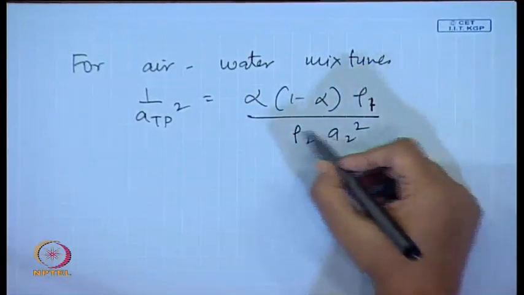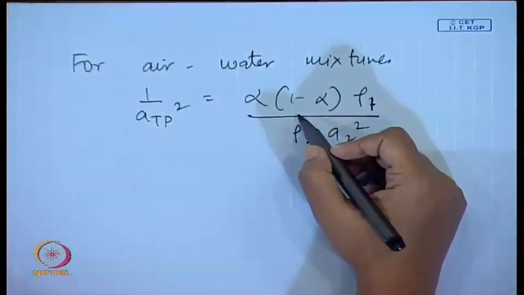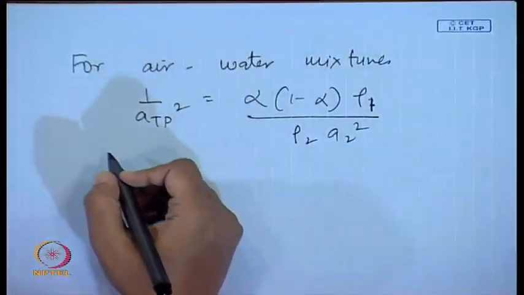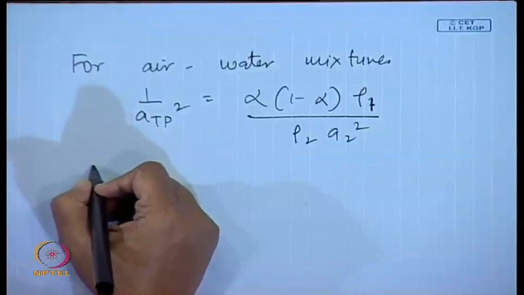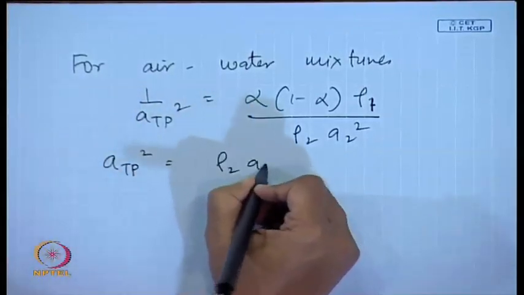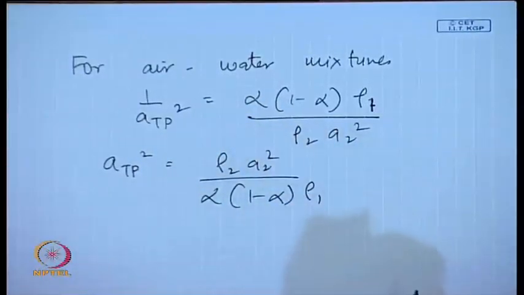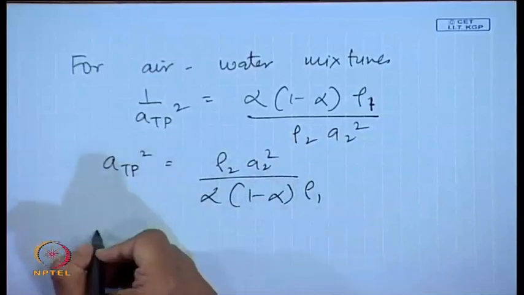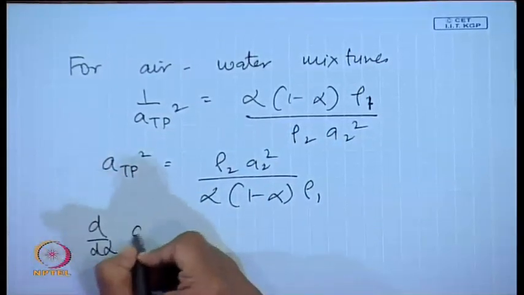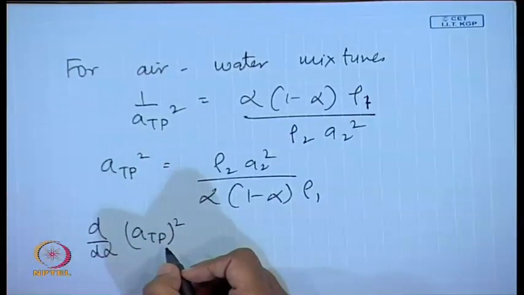Fine. Now, this is a function of alpha. Since this is a function of alpha, what do we get? ATP square is equal to rho 2 A 2 square by alpha into 1 minus alpha into rho 1. Fine. And what is d ATP square d alpha?